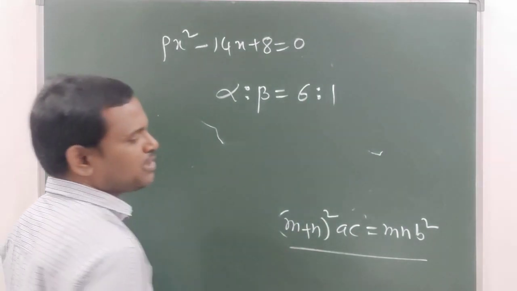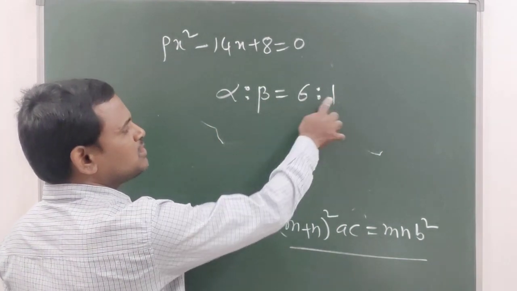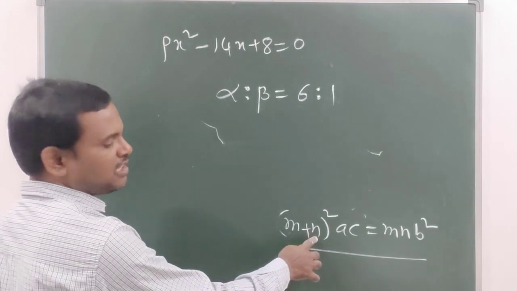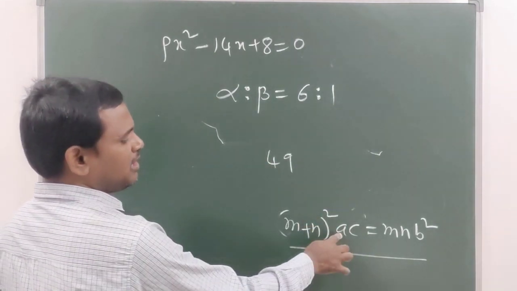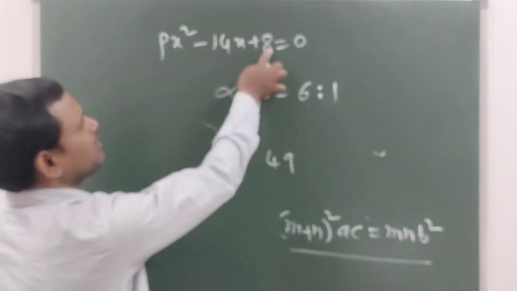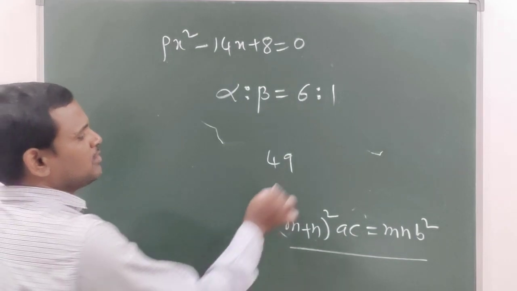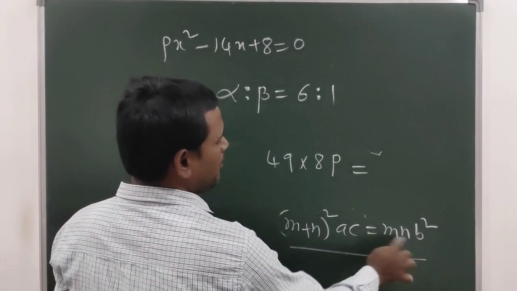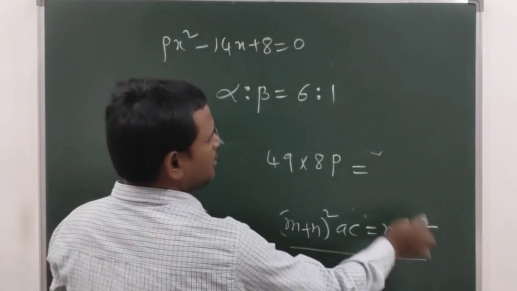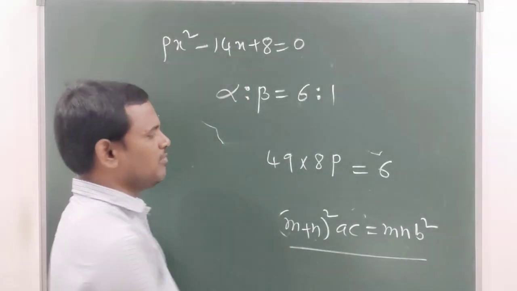Now substitute in this relation. Here this is m is to n. M value 6, n value 1. M plus n is 7, 7 square 49. Here a and c we collect from the given equation. Here a value is p, c value is 8. So 8 into p you will get, which is equal to m into n, 6, into b square, the value minus 14 whole square, 196.